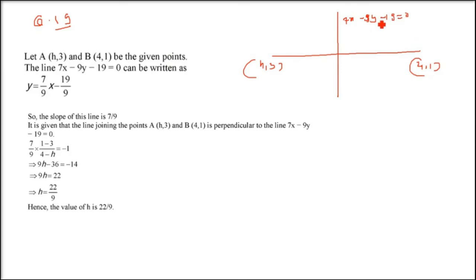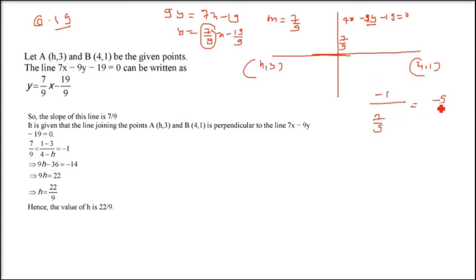So let me write this in the form of y equals mx plus c. 9y equals 7x minus 19. So divide both sides by 9. You get y equals 7 by 9 x minus 19 by 9. m is 7 by 9. When m is 7 by 9 for this line, what will be the m of this perpendicular line? It will be minus 1 by 7 by 9. So the slope will be minus 9 by 7.